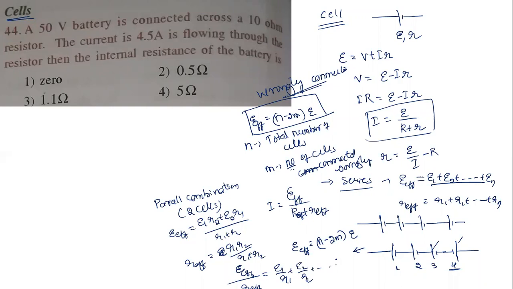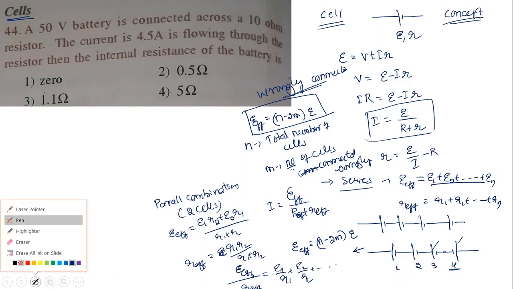So this is the information related to cells: how they're connected, when they're wrongly connected, and the parallel combination. Now with this idea, we're going to start solving the question.